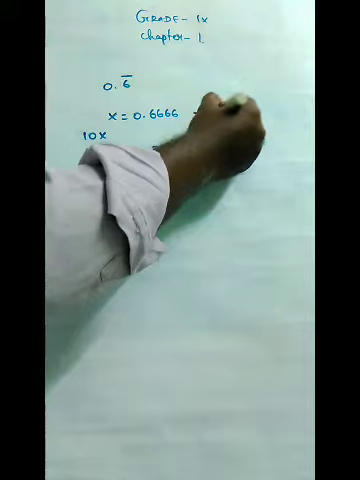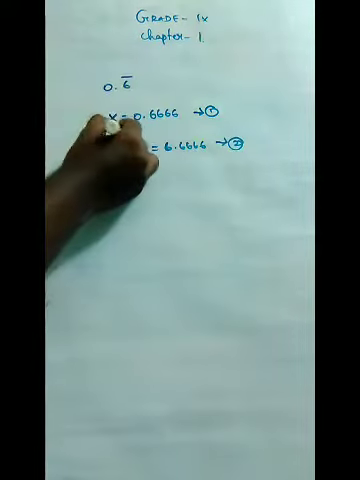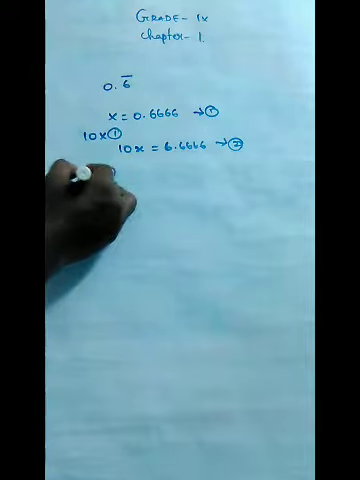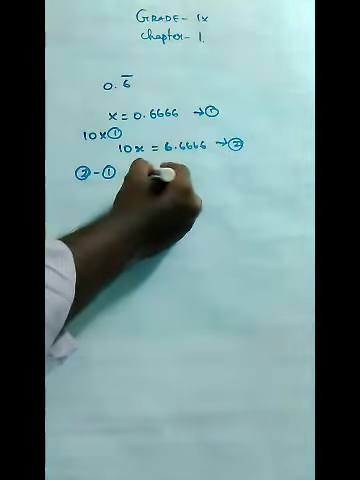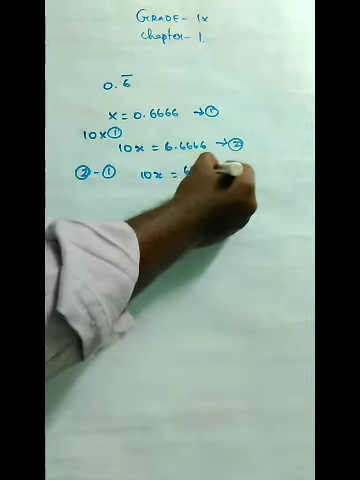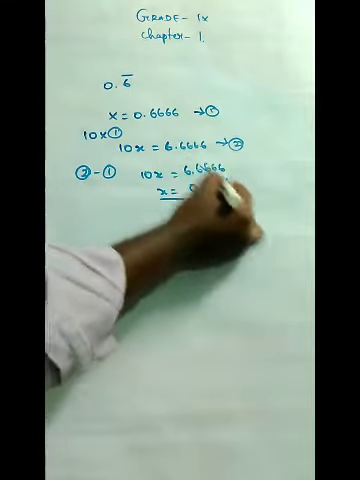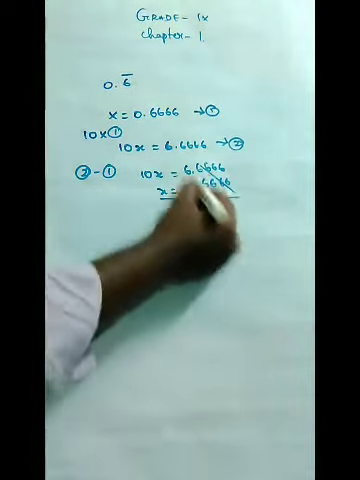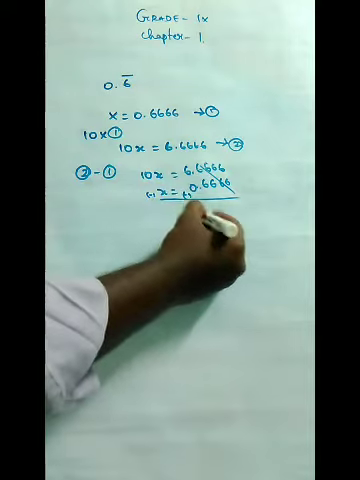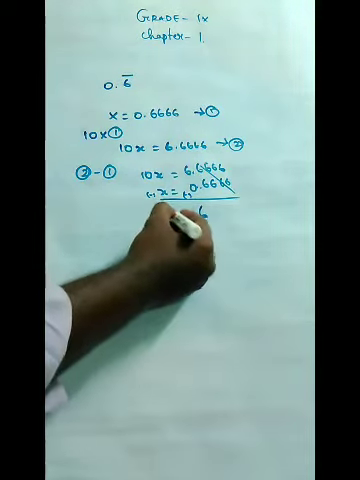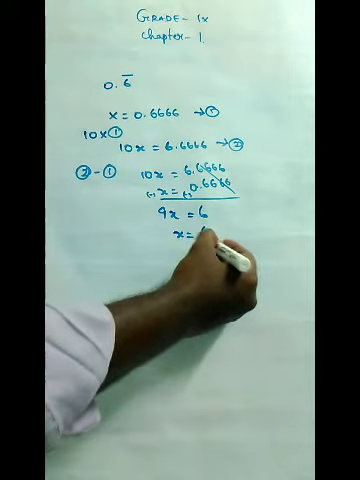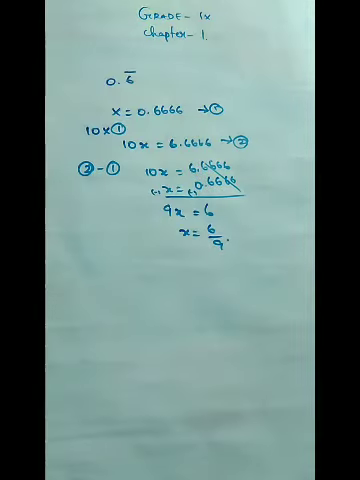We can take this as equation 1 and this as equation 2. Then we subtract equation 1 from equation 2. We get 10x minus x equal to 6.6666 minus 0.6666. After the decimal, all the numbers are the same, so they get cancelled. So 6 minus 0 we get 6, and 10x minus x we get 9x. Therefore x is equal to 6 by 9. So it is possible for us to represent the decimal as a fraction. Either it is terminating or non-terminating, we can represent it as a fraction.